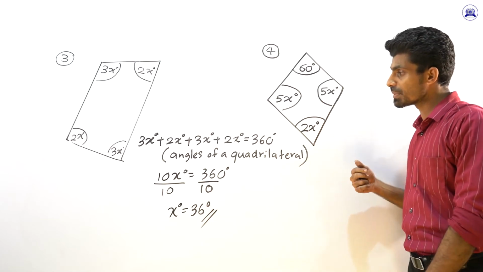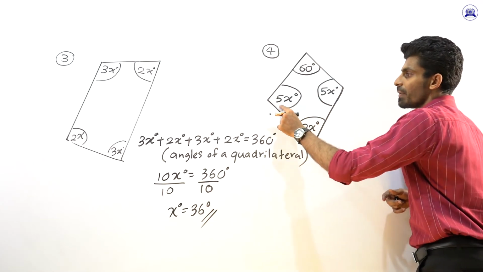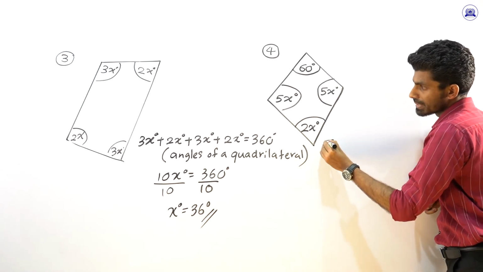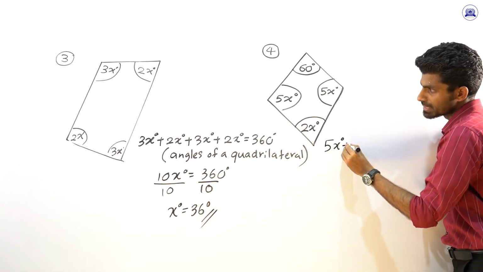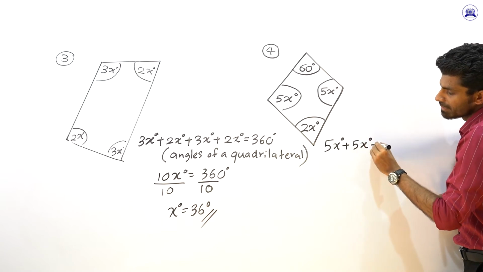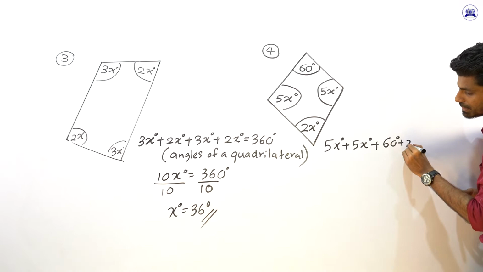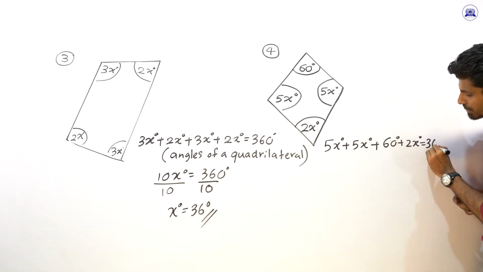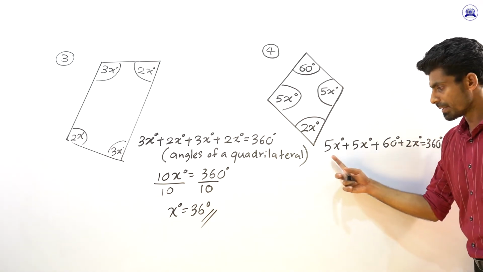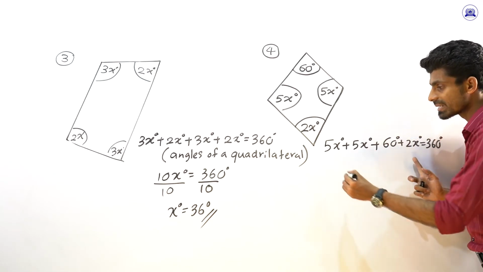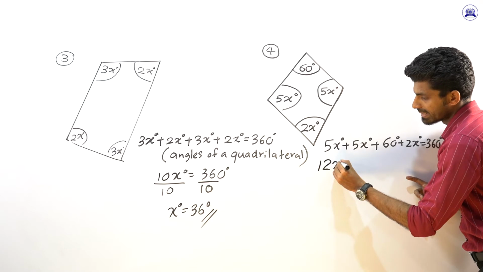Shall we move to question number 4? Let's move. 5x plus 60 plus 5x plus 2x. Right, now you can do that one with me. Just try to do that one with me, right? 5x plus 60 plus 2x equals 360. 5x plus 5x, 10x. 10x plus 2x, 12x.